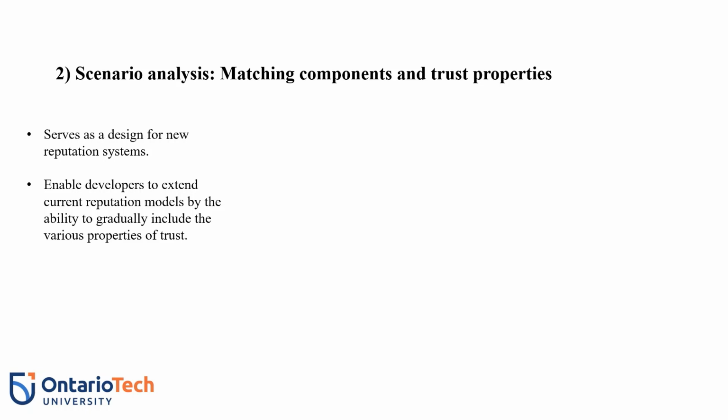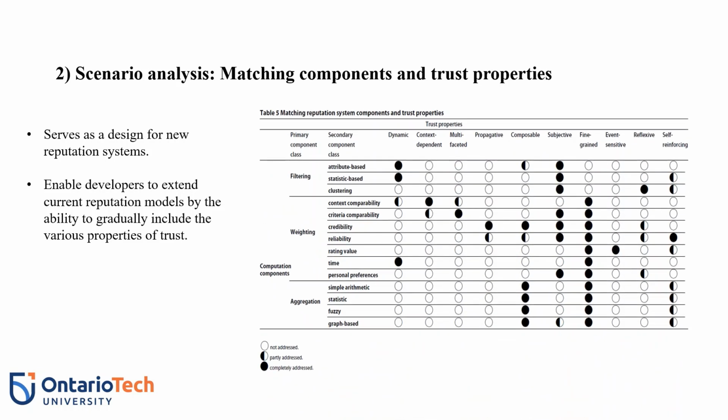The second analysis is static analysis that's done on the matching components and their trust properties. As our component taxonomy serves as a framework and design for new reputation systems with reuse, it should enable developers to extend the current reputation model by gradually including various properties of trust. Therefore, a way to evaluate the completeness of our solution is to review whether a system built according to our framework could meet this standard. These are the properties that were surveyed and analyzed by the researchers.